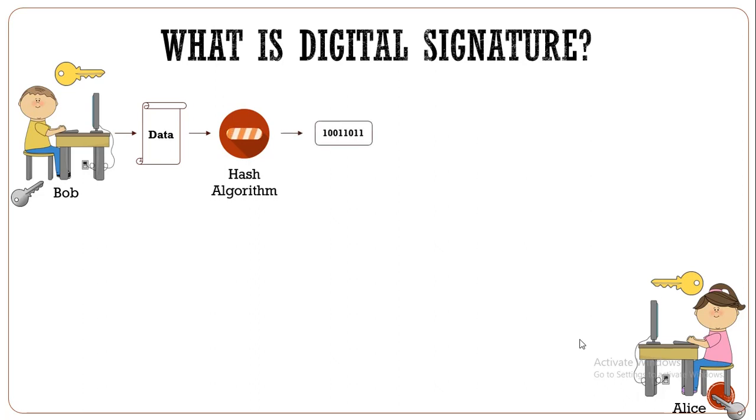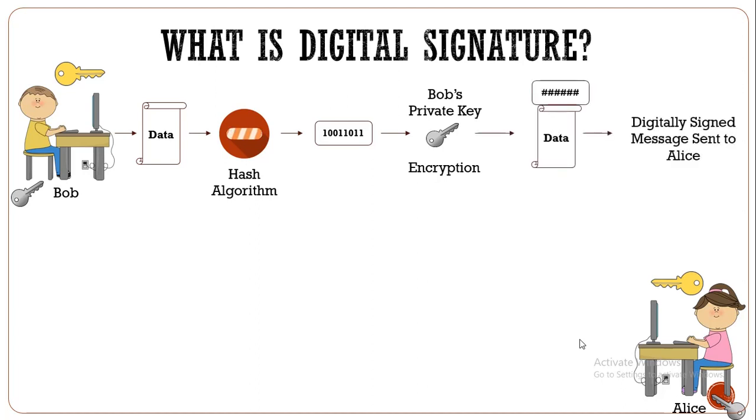So now a hash is generated by Bob of his data. Now he encrypts that hash with his own private key. You can see here he's not encrypting using his public key, but he's encrypting that hash using his private key, because his private key is known to himself only. Now he attaches that encrypted hash to his original data. This is nothing but your digitally signed message, and he sends it to Alice.